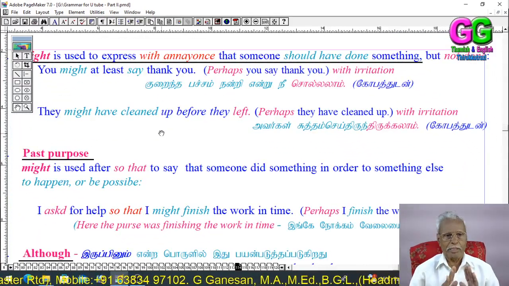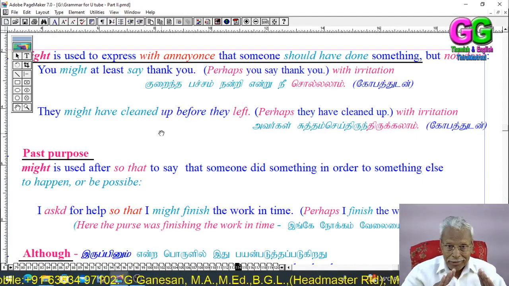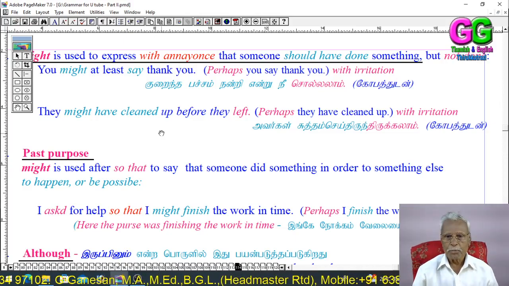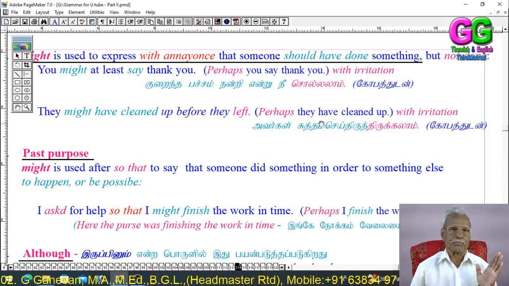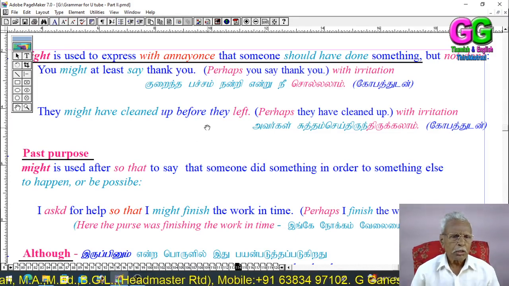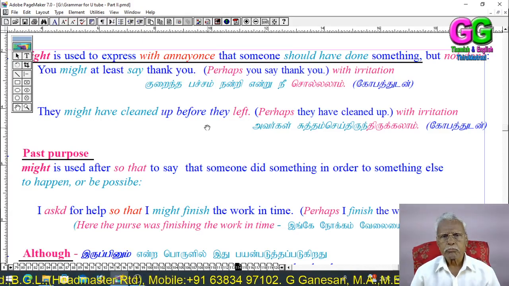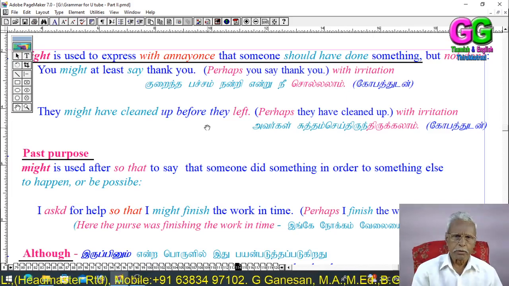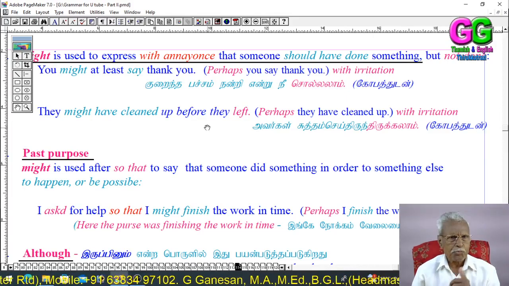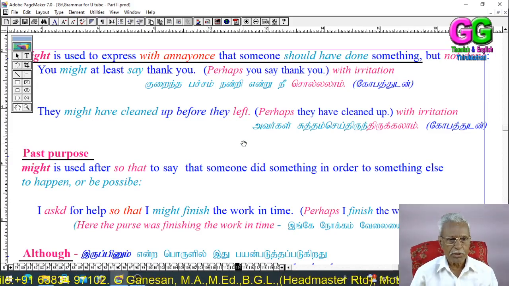They might have cleaned up before they left. Perhaps they have cleaned up. It means perhaps they have cleaned up, with irritation. They might have cleaned up before they left. That is with irritation. So this is the seventh use.